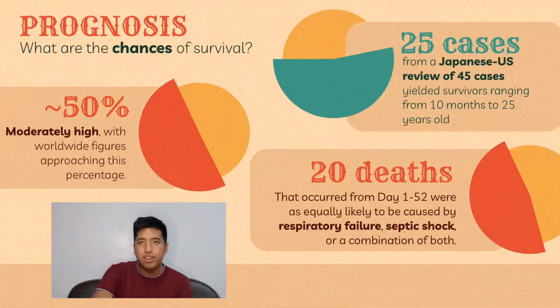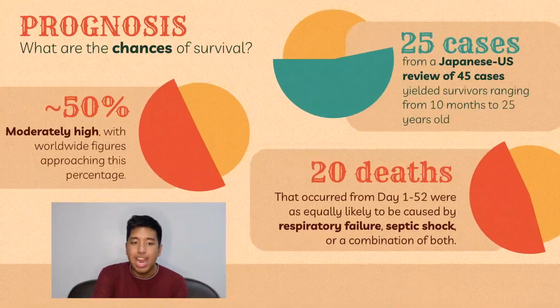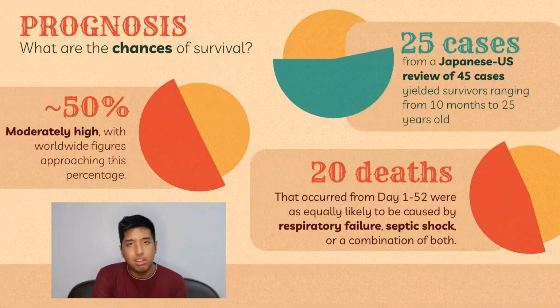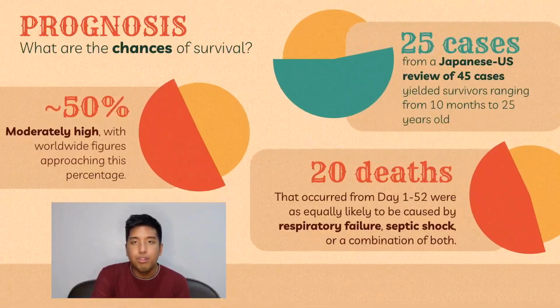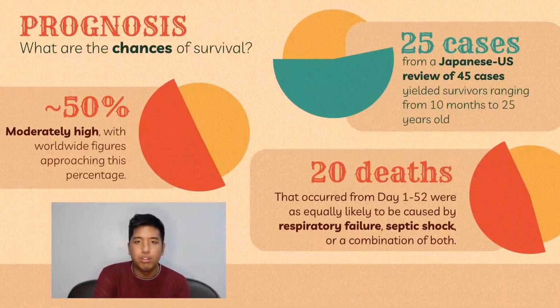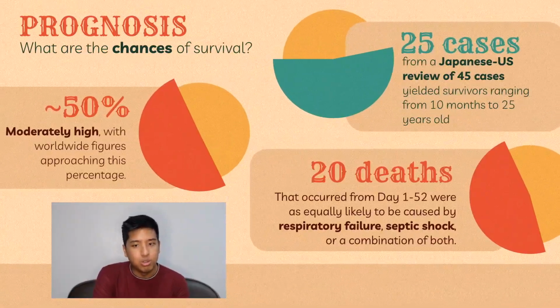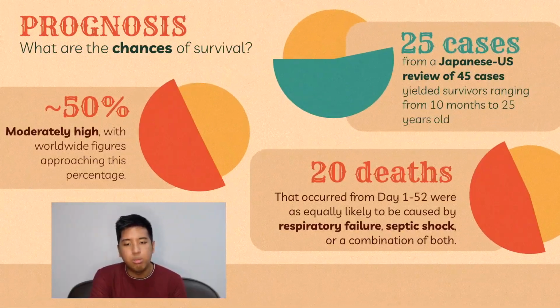Given that, you may now be wondering what the prognosis is for this disease, meaning what are the chances of survival for people afflicted with Harlequin Icthyosis. Well, good news. Moderately high figures, with worldwide averages approaching a 50% survival rate. In a related study of Japanese and US residents, the review of 45 cases yielded 25 survivors ranging from 10 months to 25 years old, meaning there were another 20 deaths from said cases, and that occurred from day 1 to 52. These deaths were equally likely to be caused by respiratory failure, septic shock, or a combination of both.